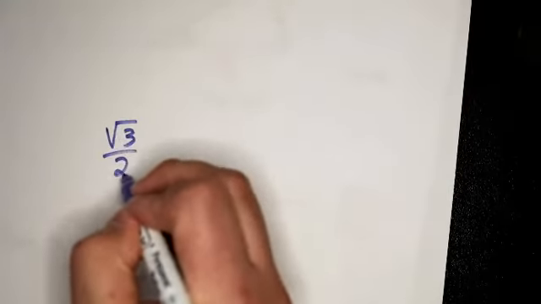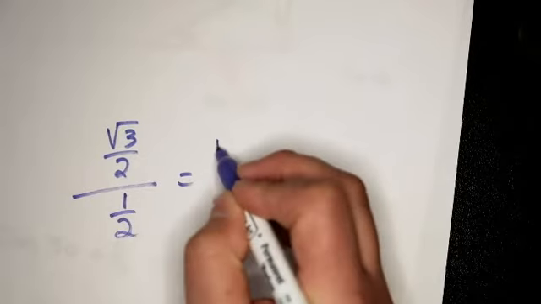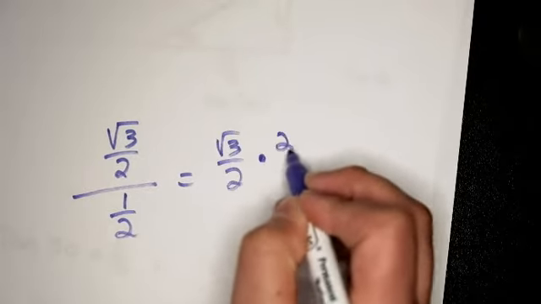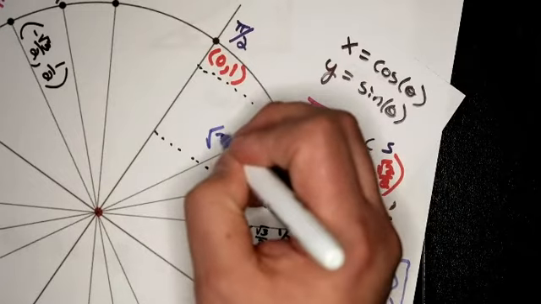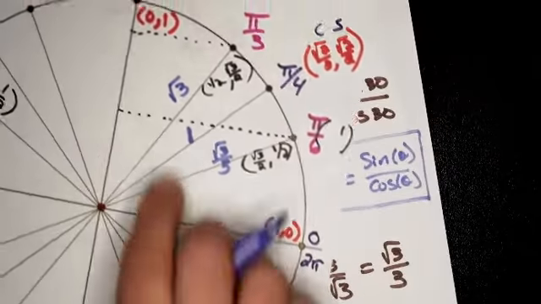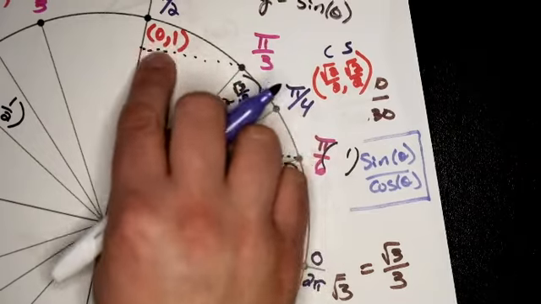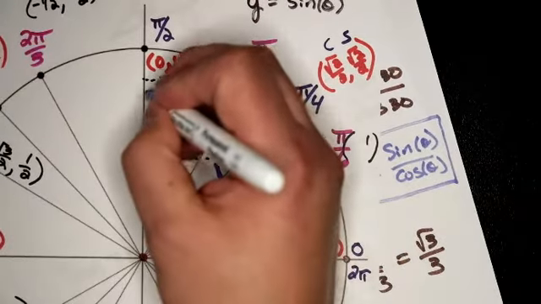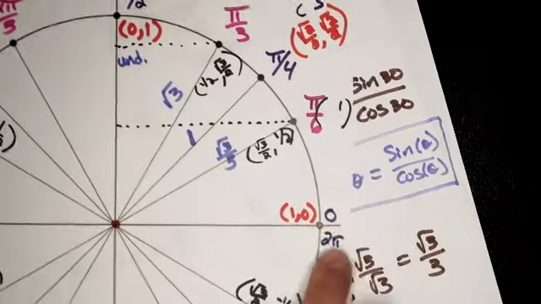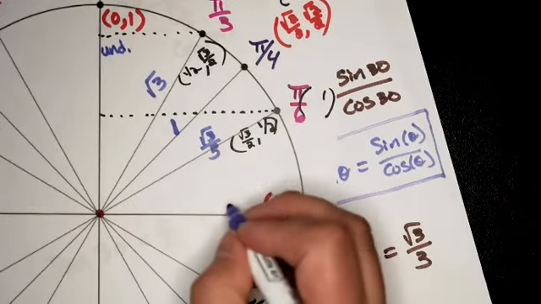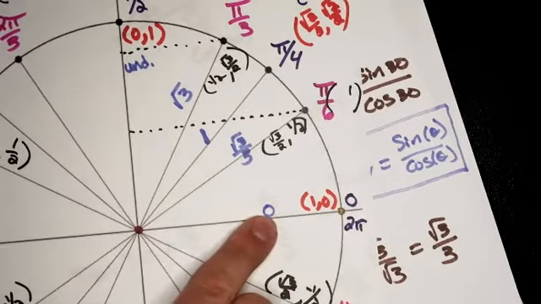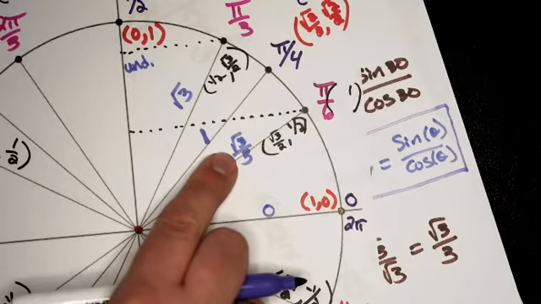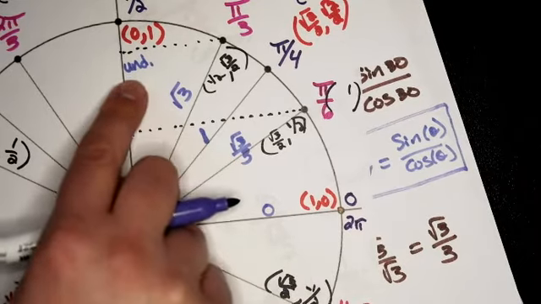Root 3 over 2 divided by 1/2 is equal to root 3 over 2 times 2 over 1, which equals root 3. So that is our tangent value right here. If we look at our quadrant angle, 1 divided by 0, you can't do that. That is undefined. Can't divide by 0. But over here, we can divide 0 by 1, and we get 0. So written here in periwinkle are our tangent values: 0, root 3 over 3, 1, root 3, and undefined.